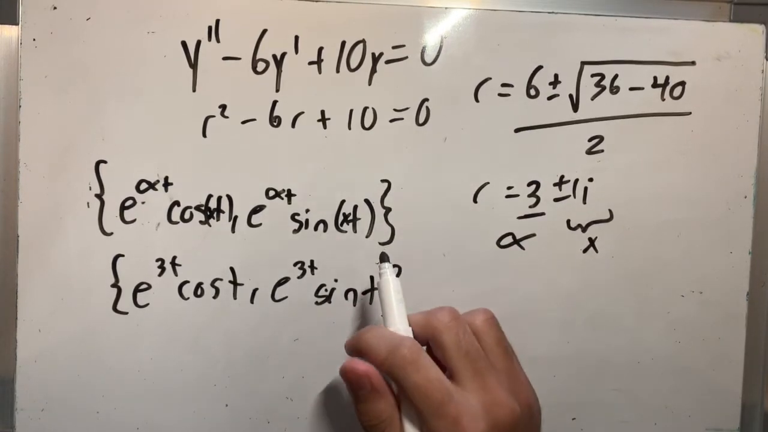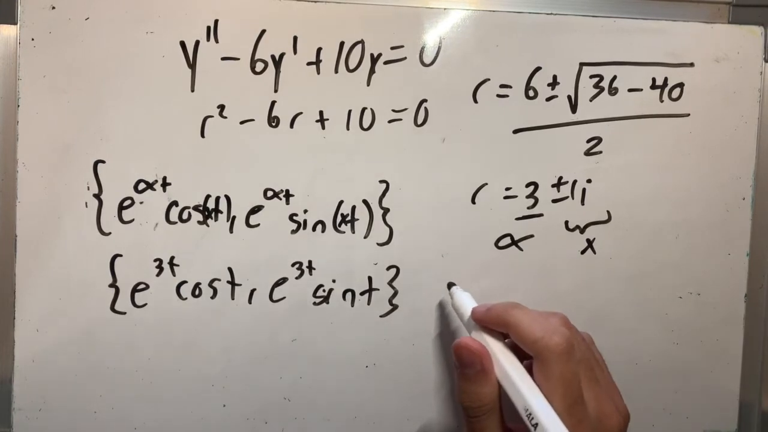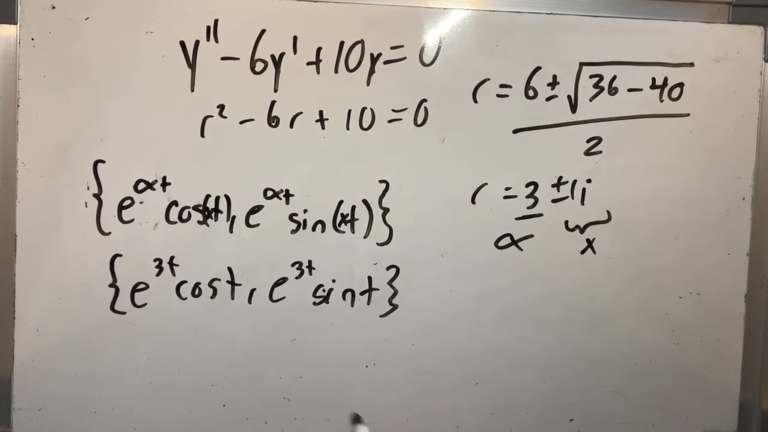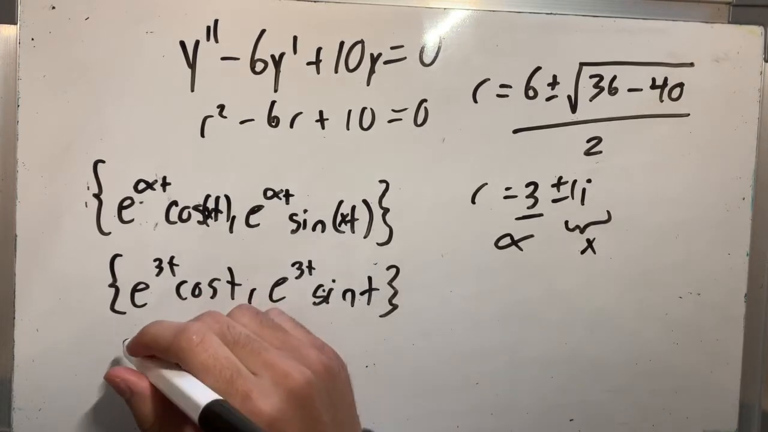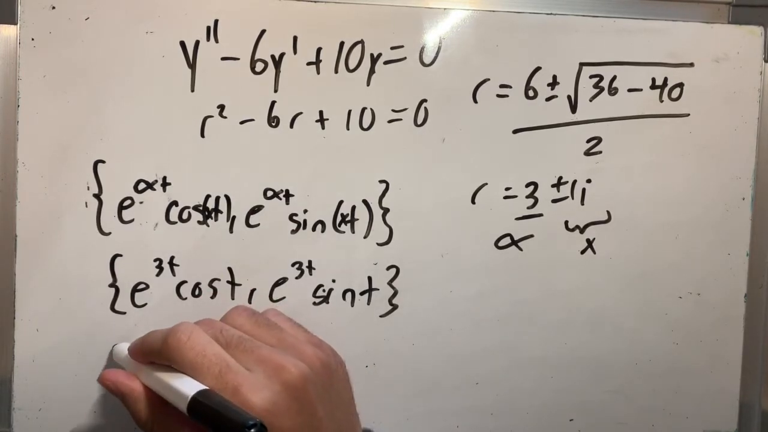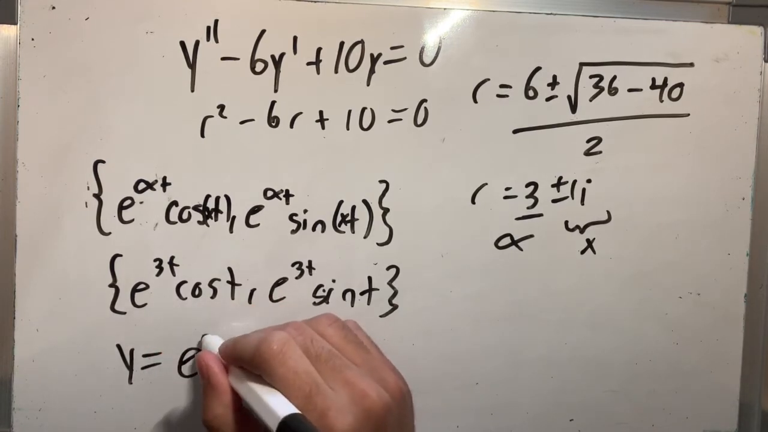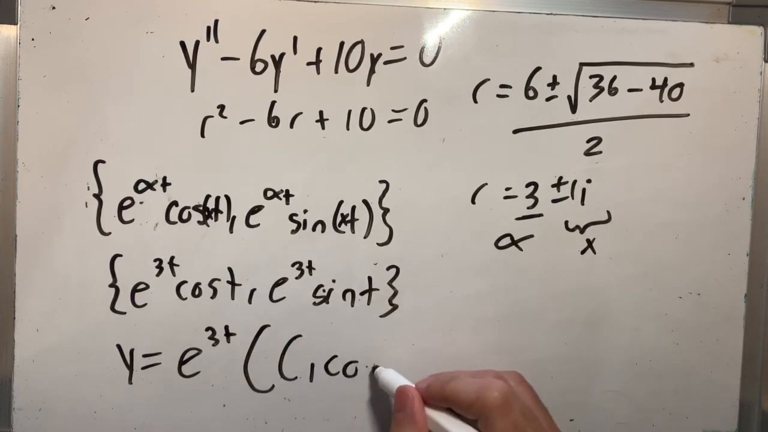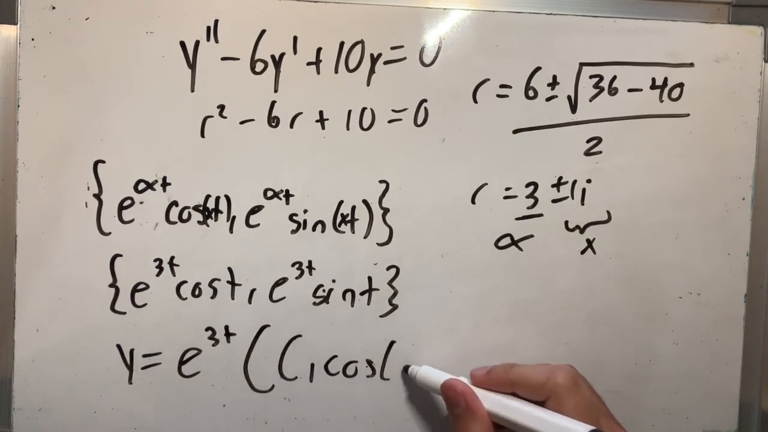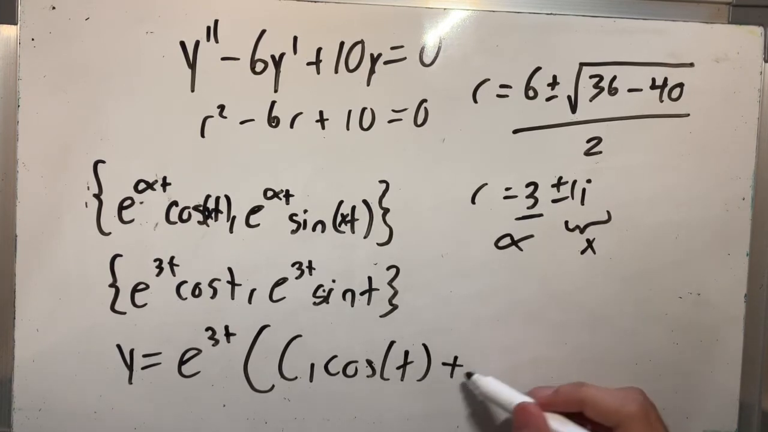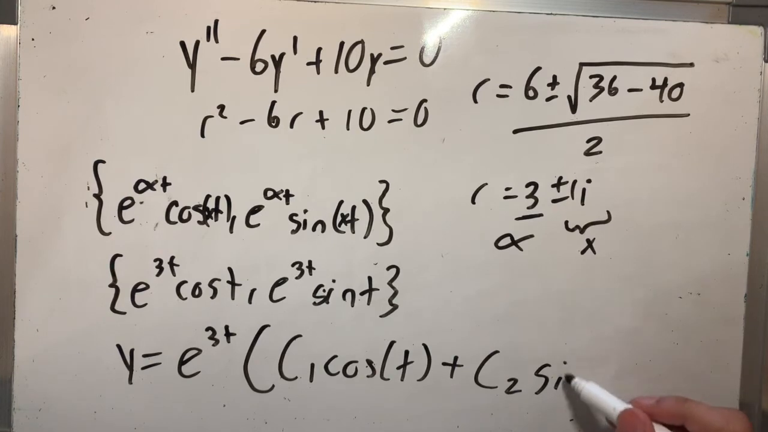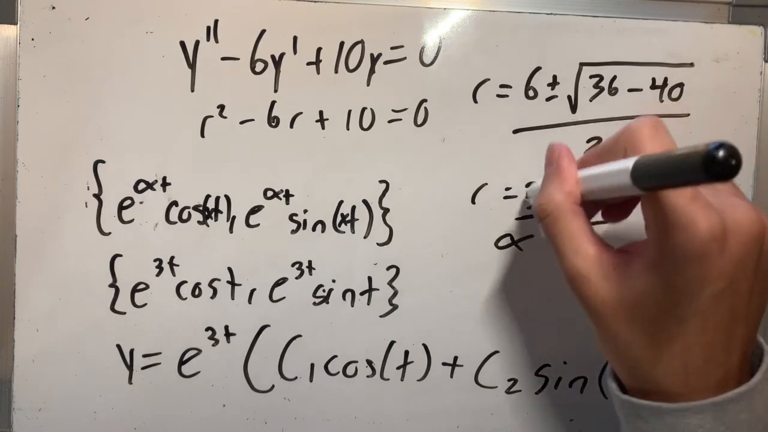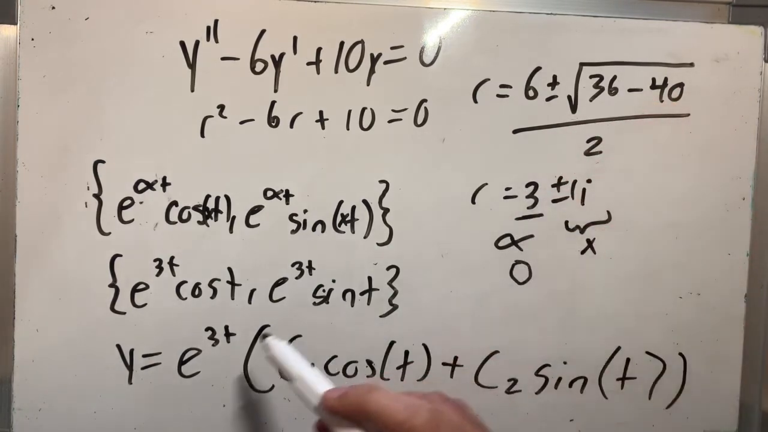And our general solution will look like this basically. y is equal to e^3t and then parentheses c1 cos t plus c2 sine t. If this ends up being 0, then there won't be any e in your general solution.